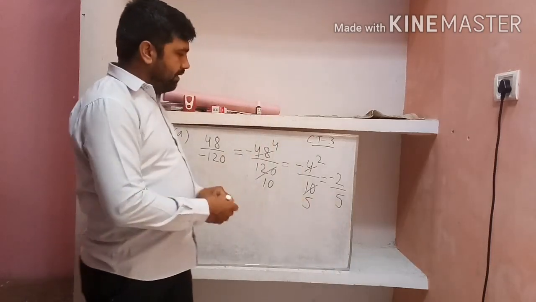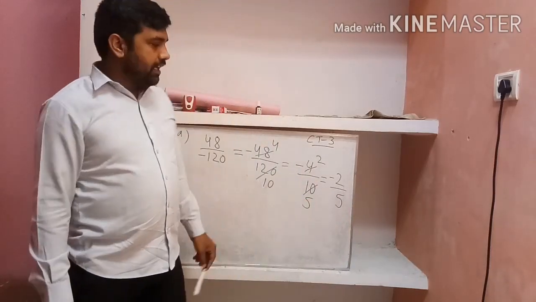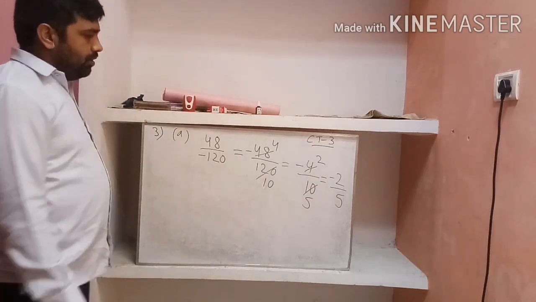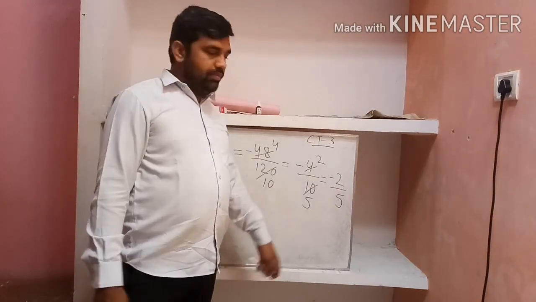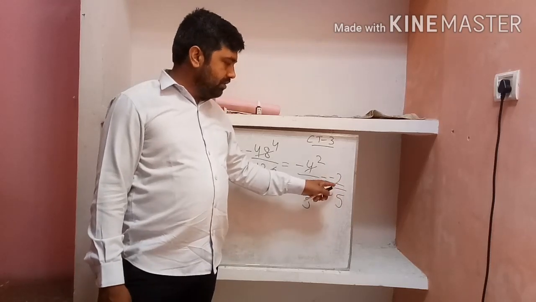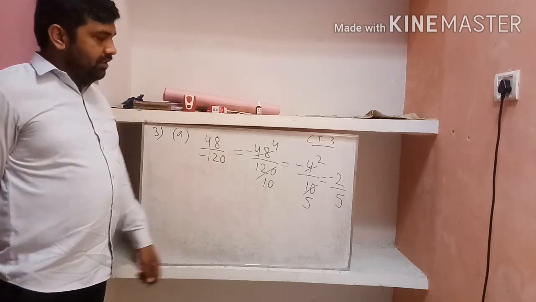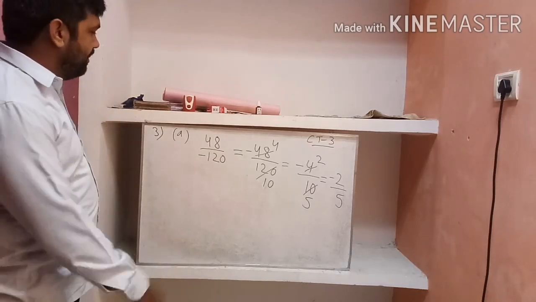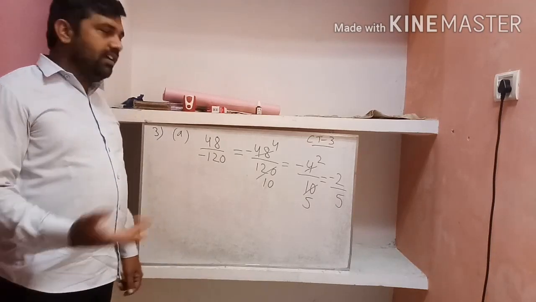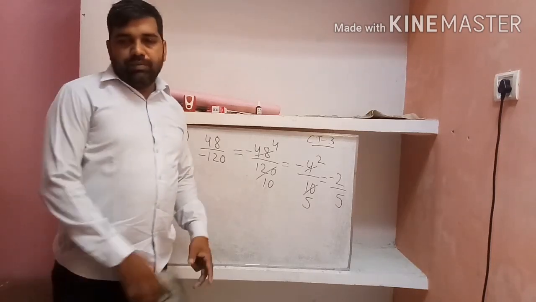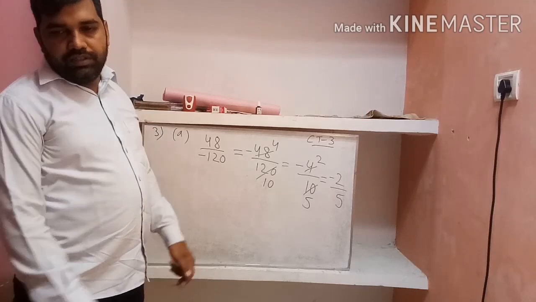Now 2 is a prime number, 5 is also a prime number. A prime number cannot divide another prime number. So now it is in the simplest form. The common factor for this numerator and denominator is 1 only, because 1 is the number which can divide all the numbers, not only 2 and 5. Okay, now we move to the next question.